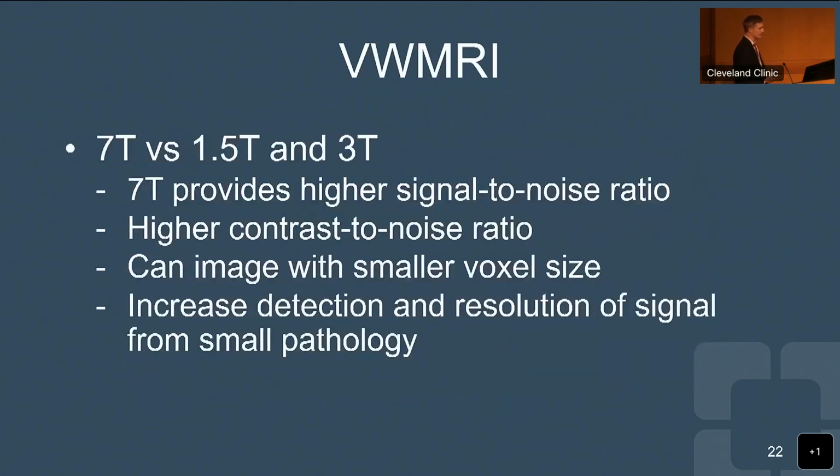So here we have 7T magnet MRI that we're starting to use for vessel wall imaging. This is really fantastic. We're getting wonderful images. We just started using them for clinical patients. So what's the difference between 7T and the conventional 1.5 or 3T that we may use? A 7 Tesla magnet provides a higher signal to noise ratio, a higher contrast to noise ratio, and we can image with a much smaller voxel size. All of this helps increase the detection and resolution of signal from very small pathology, so we can better identify any pathologic change in some of the more distal, medium, and small size vessels.